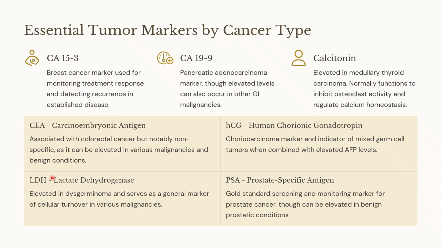The LDH, as we saw, is increased in dysgerminoma and serves as a marker of cell turnover. hCG increases in choriocarcinoma. PSA, prostate specific antigen, is increased in prostate cancer.